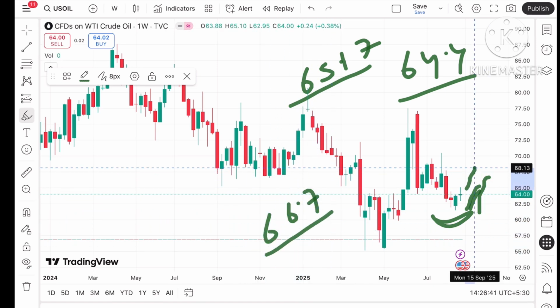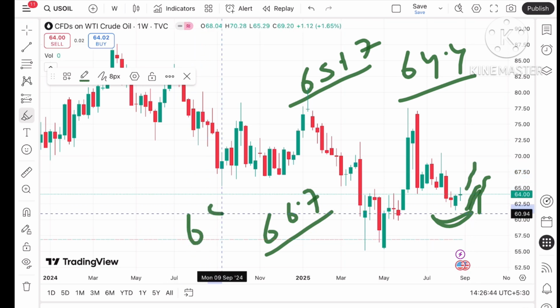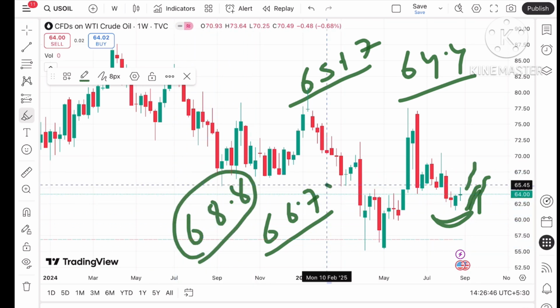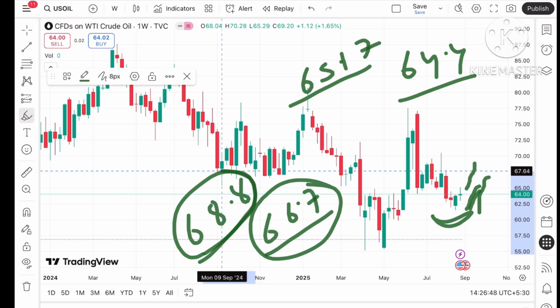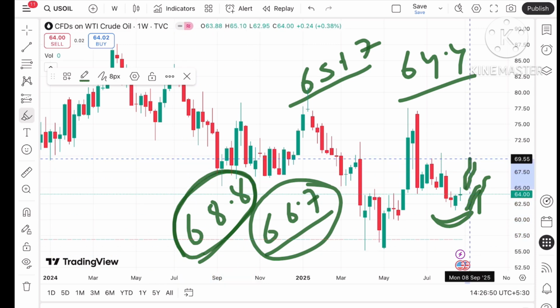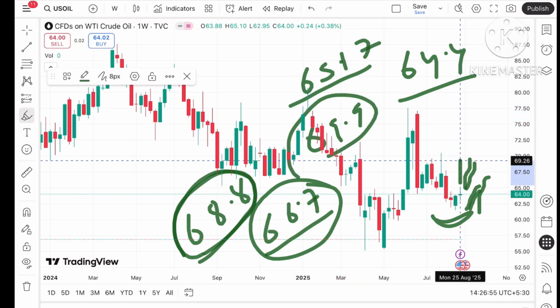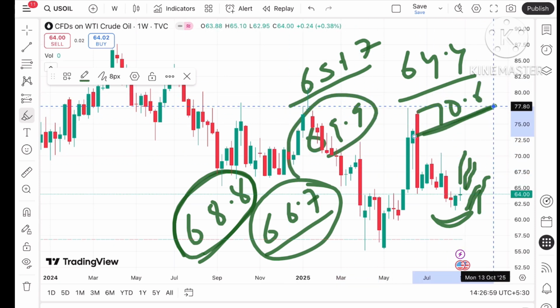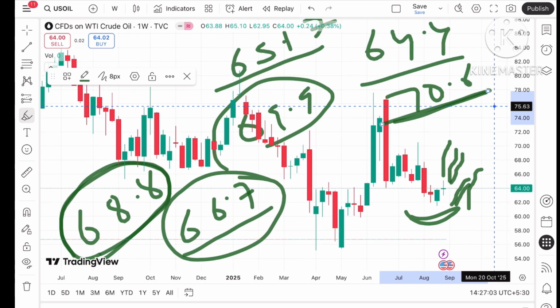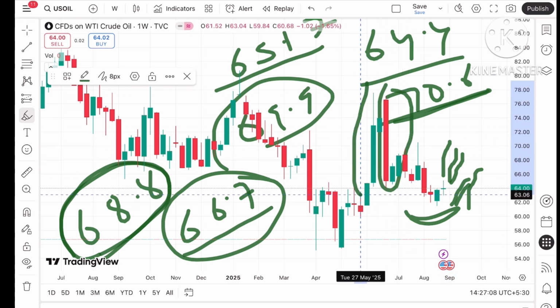If the price moves above that level, there is a chance of touching $68.8. Once the price sustains above 66.7 to 68.8, and if it goes above that level, there is a chance of touching $69.9, and from there a further high towards 70.6 can be seen. If the price goes above this level, a further upside can be seen, because we have not seen a sharp movement compared to this. If you look at these two candles, this is where we have seen a very sharp movement for a week.